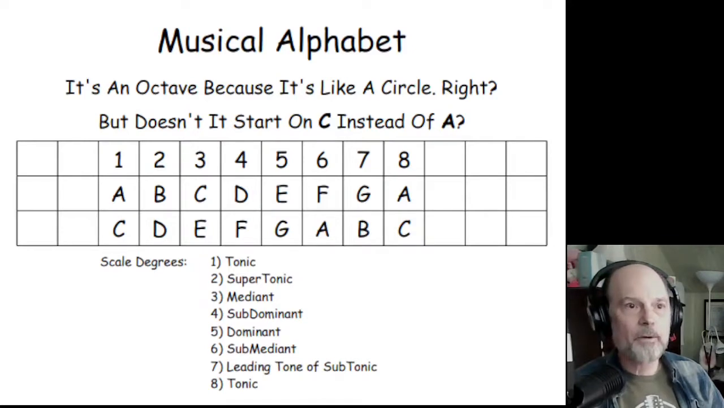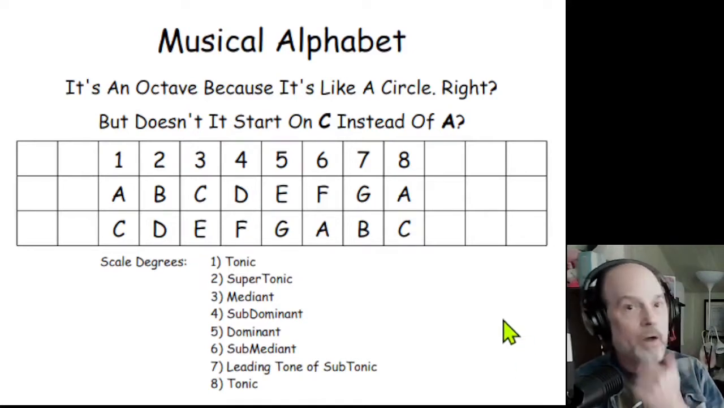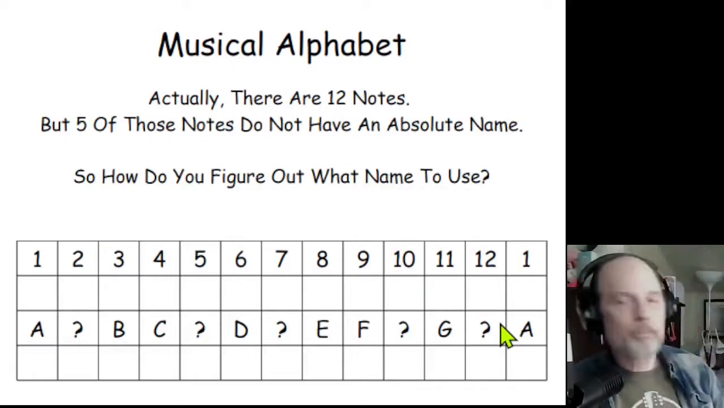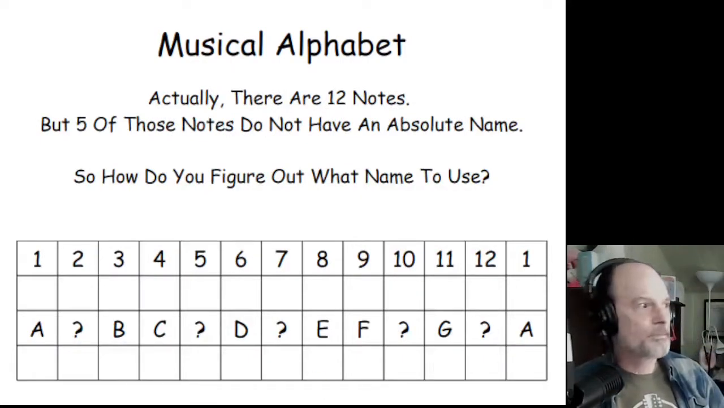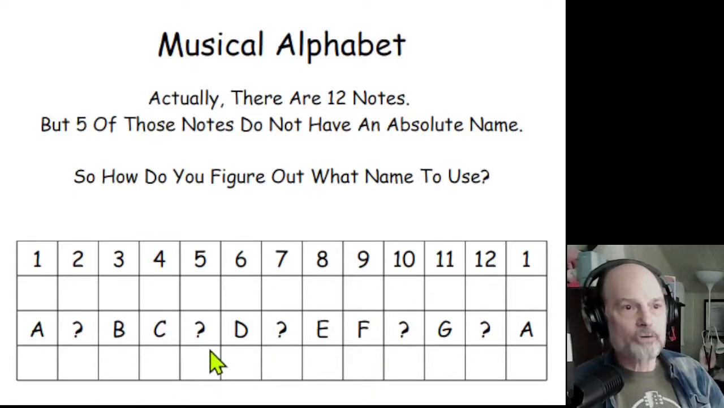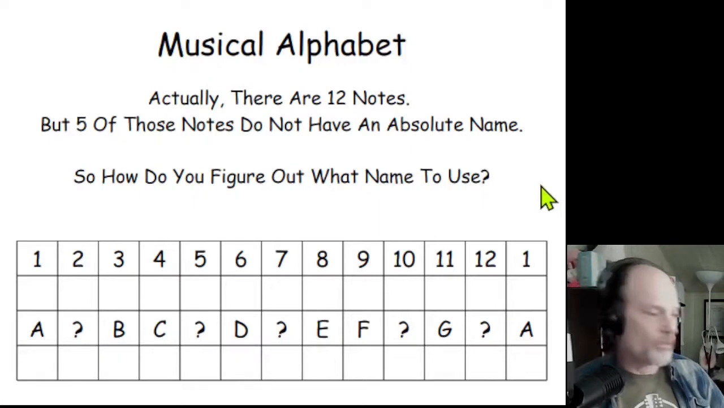So now let's put our notes in the proper relative spacing. You can see that this spacing is uneven, and it gives us the major scale formula and leads to the 12 notes we use today. This was covered in Episode 1. 5 of our notes do not have an absolute name. So we want to know, how do we figure out what to call these notes?